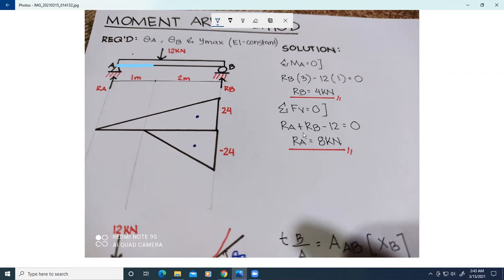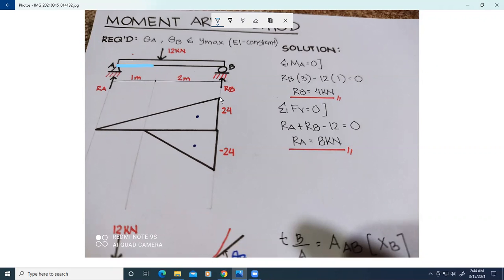To solve for RA, we simply need to sum forces vertically. So RA plus RB minus 12 is equal to 0. So RA is equal to 8 kilonewtons. The next step is to draw the moment diagram.